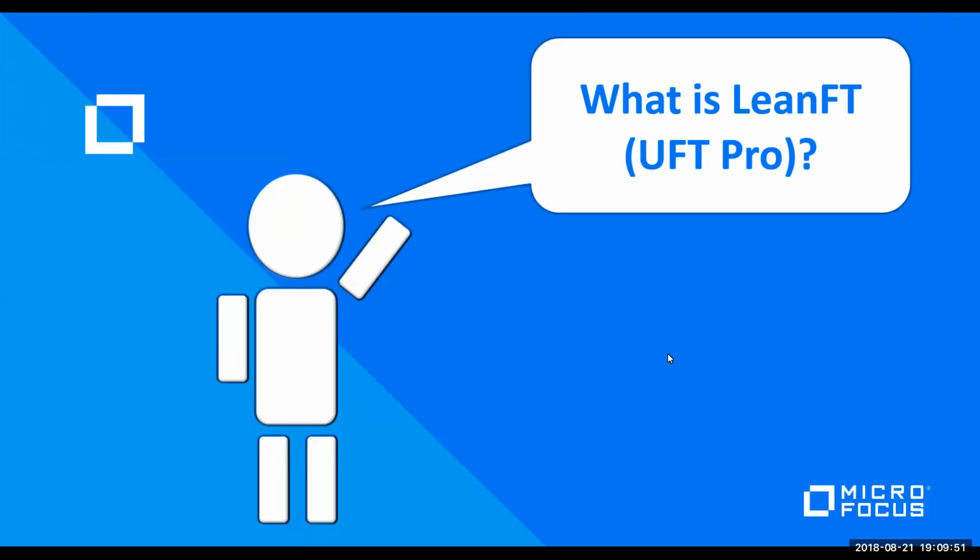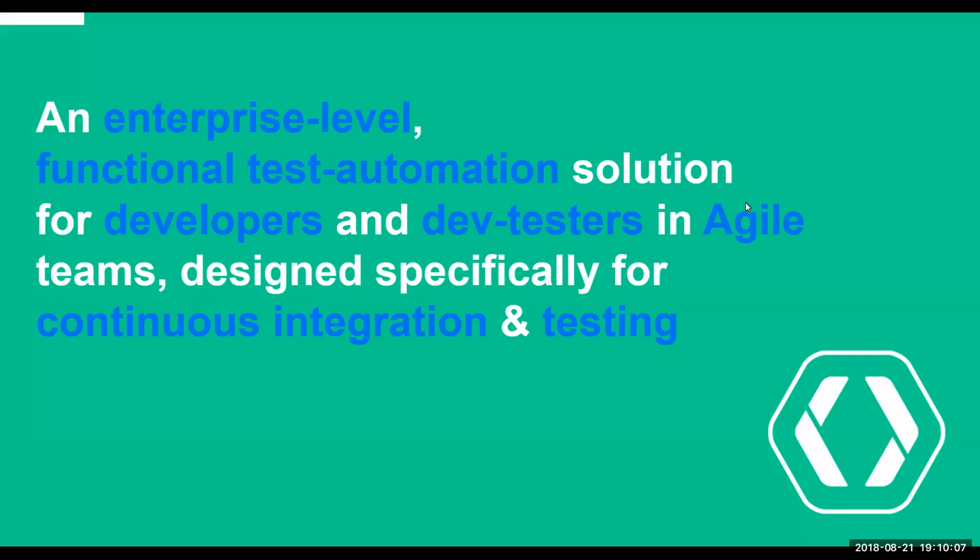And for those of you who don't know exactly what LeanFT is in the first place, you might have seen it marketed as UFT Pro, so we always joke saying LeanFT, open parentheses, UFT Pro, close parentheses. But it is more commonly known as LeanFT. So just real quick, it is an enterprise-level functional test automation solution, and it's designed for developers and dev testers and the agile teams, and specifically for continuous integration and testing.